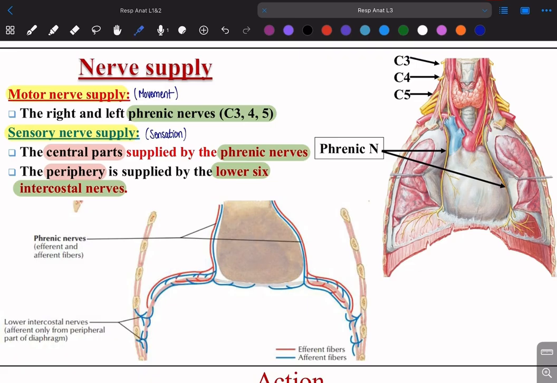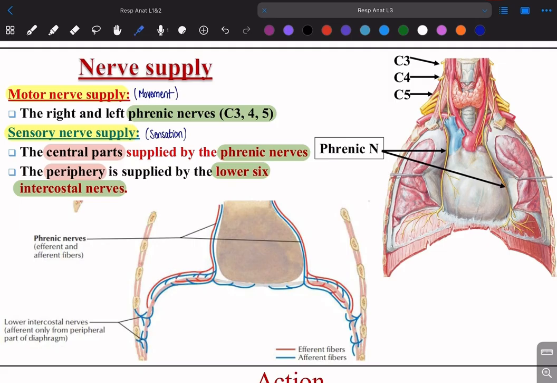So the motor, we said, is by the right and left phrenic nerves. The sensory is divided into 2 parts, the central part and the peripheral part of the sensory nerves. The central part is supplied by the same phrenic nerves that supply the motor. The periphery is supplied by the lower 6 intercostal nerves.